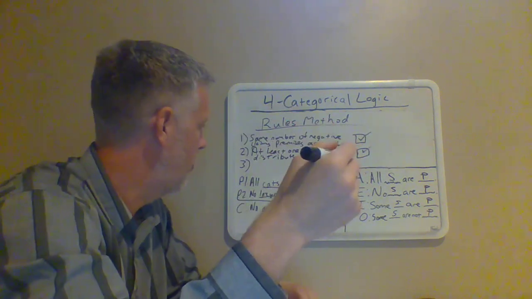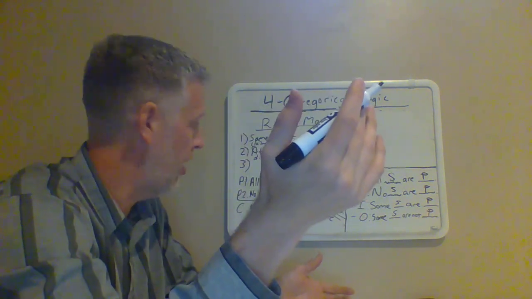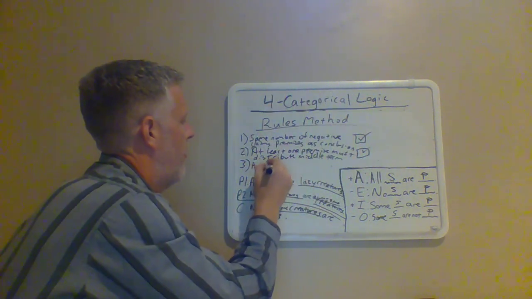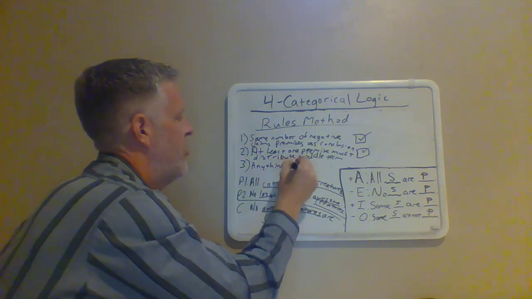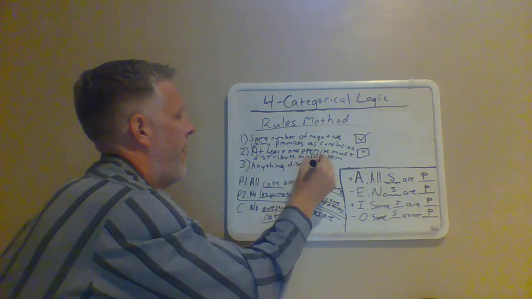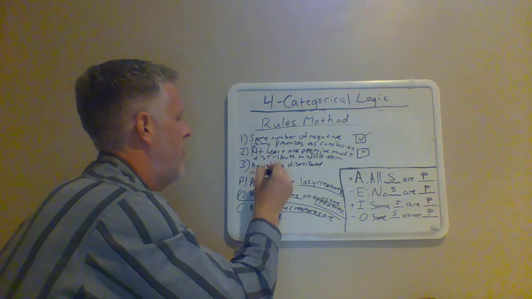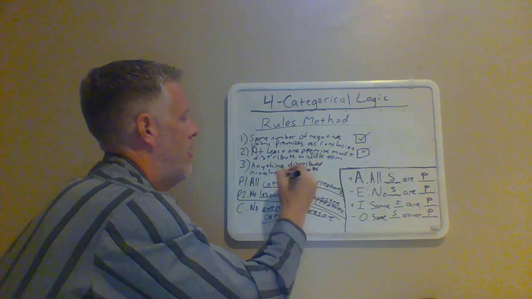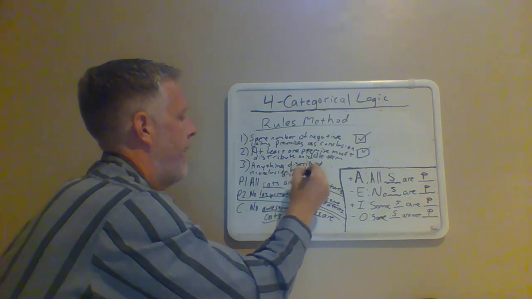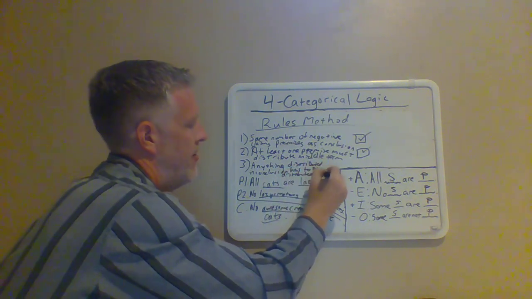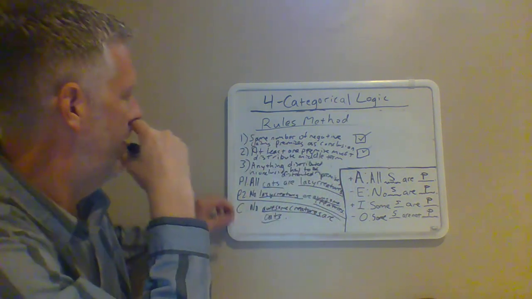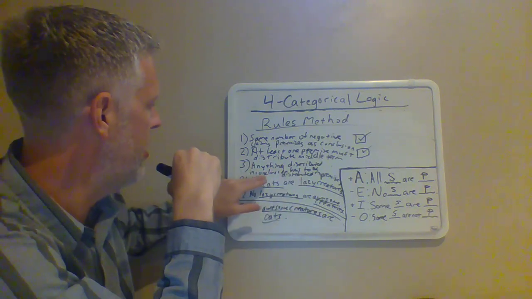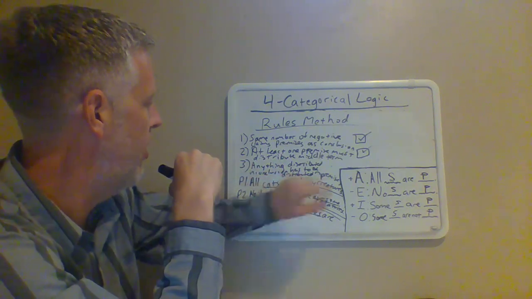And the last rule is that basically anything that's distributed in the conclusion has to be distributed somewhere in the premises. So anything distributed in the conclusion has to be distributed in the premises. I don't even know why I bother writing that because you probably can't read it. But again, that says anything distributed in the conclusion has to be distributed in the premises.